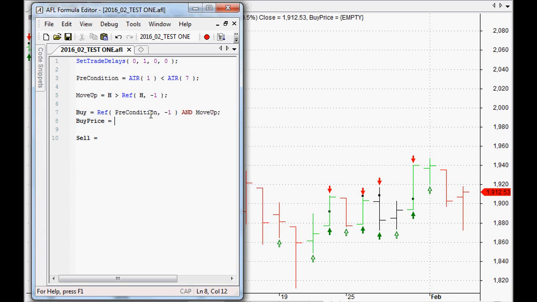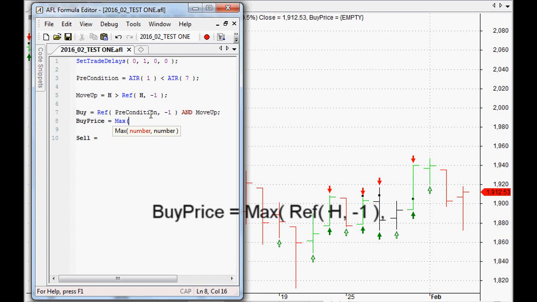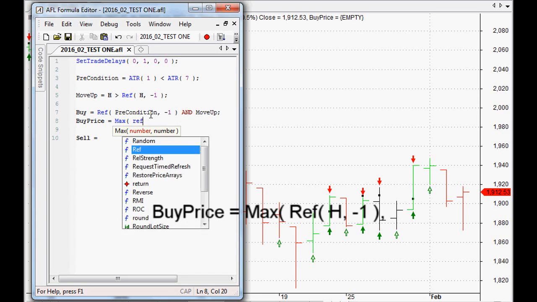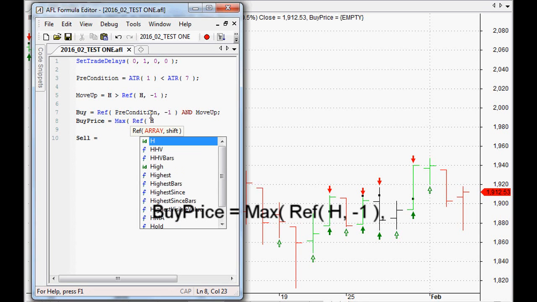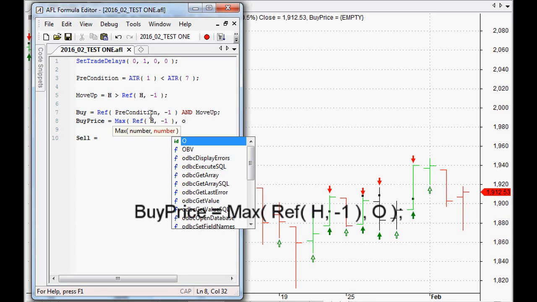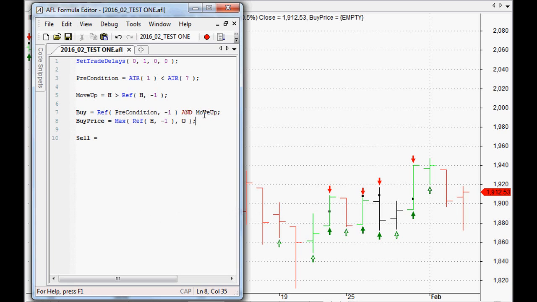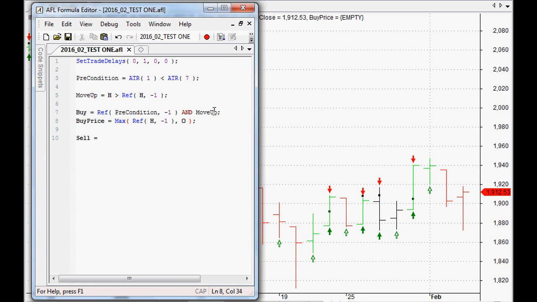So to do that, we want to buy the maximum, which is MAX, and the maximum of yesterday's high. So how do we do yesterday's high? We refer to it, which is ref, open it up, the high array, and yesterday, which is -1. The maximum of yesterday's high, or the open price, and that's just O. And again, you could type in open, both of them turn bold, and that's happy days. And if we close that off with a bracket and a semicolon, that should do it. Now in my code as well last week, I did add just a tiny little bit of slippage.